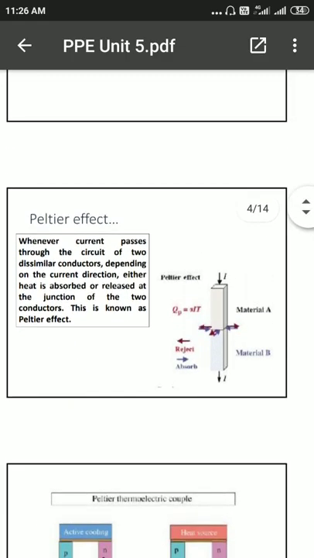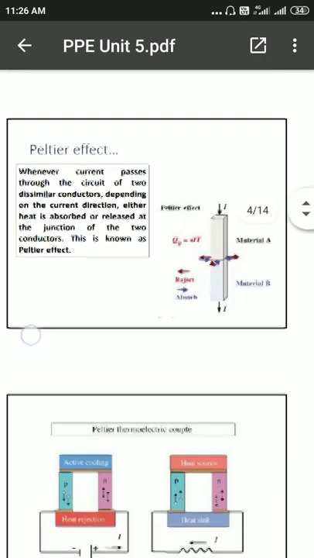Whenever current passes through a circuit of two dissimilar conductors, obviously the dissimilar conductors are at different temperatures, so heat is either absorbed or released at the junction of the two conductors. This is known as the Peltier effect.